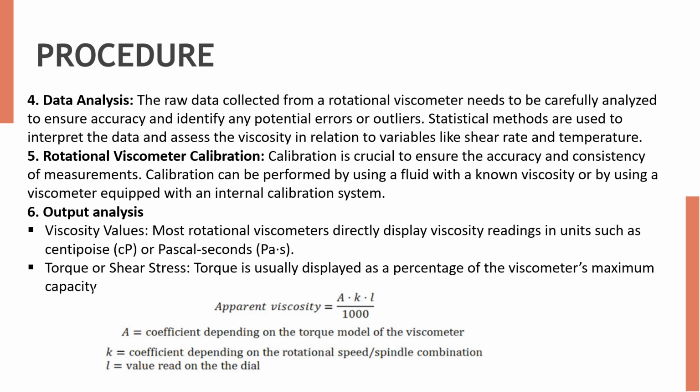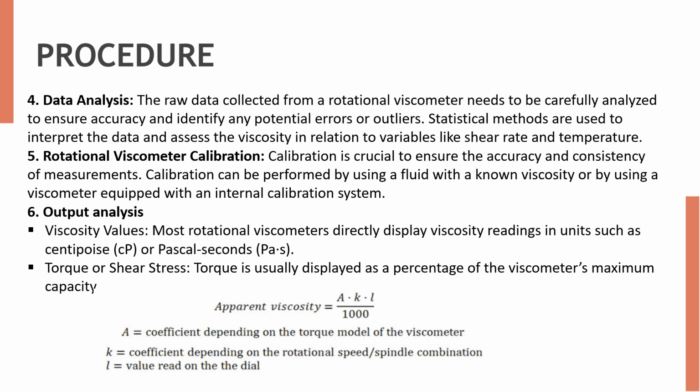Our next step is data analysis. In this, the raw data, that is torque and angular velocity collected from a rotational viscometer, needs to be carefully analyzed to ensure accuracy and identify any potential errors or outliers. Statistical methods are used to interpret the data and assess the viscosity in relation to variables like shear rate and temperature.